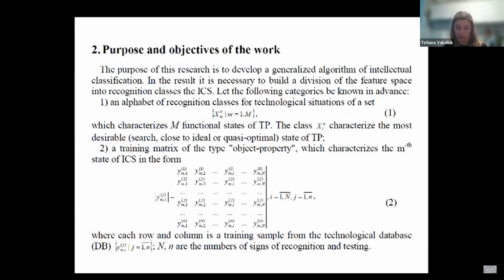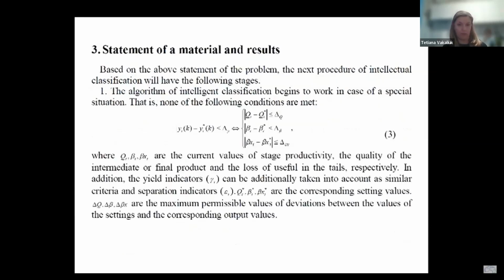Let the following categories be known in advance. 1. An alphabet of recognition classes for technological situations of a set. 2. A training matrix of the type object-property, which characterizes the state of X. 3. Statement of material and results based on the above statement of the problem. The next procedure of intellectual classification will have the following stages. 1. The algorithm of intelligent classification begins to work in case of a special situation, that is, when none of the following conditions are met.